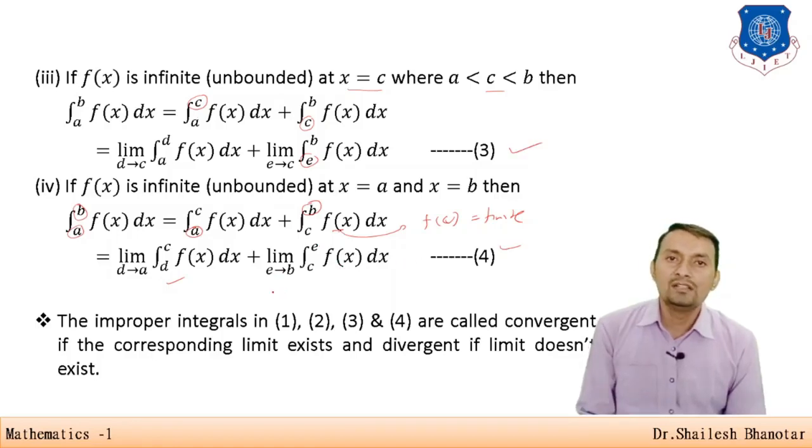This is equation number 4. Whatever we have said in equations 1, 2, 3 and 4 is known as convergent if the corresponding limits exist, and divergent if the limit does not exist.